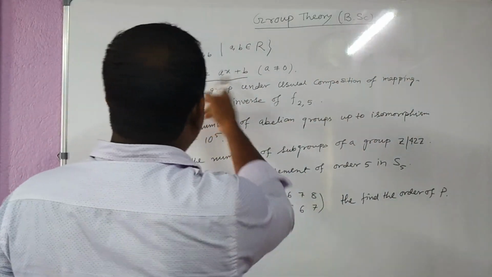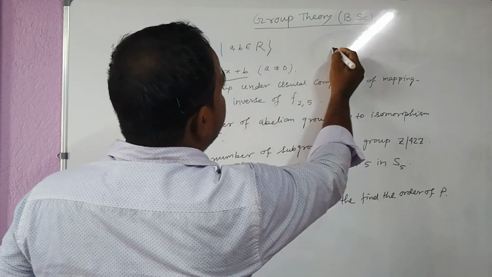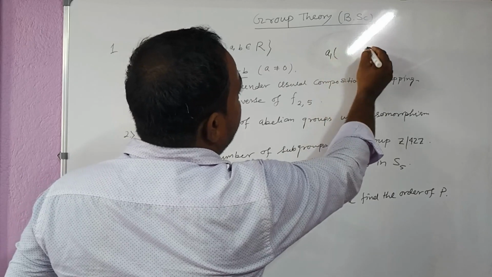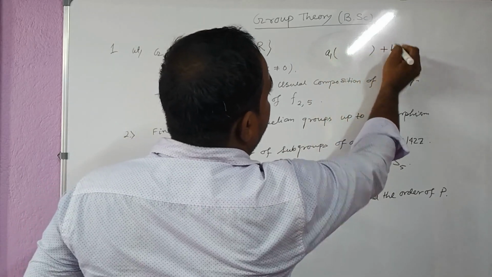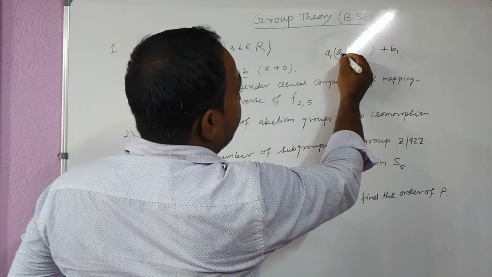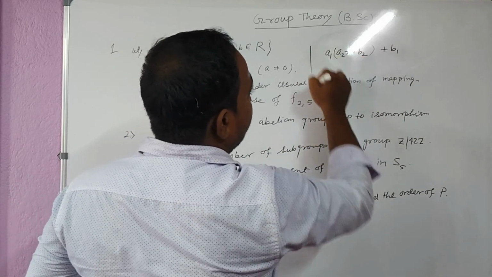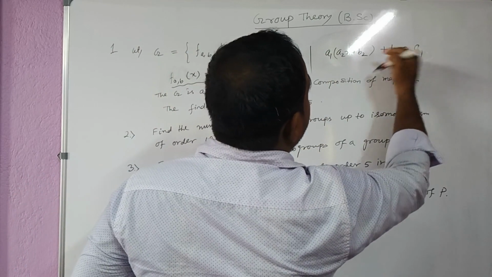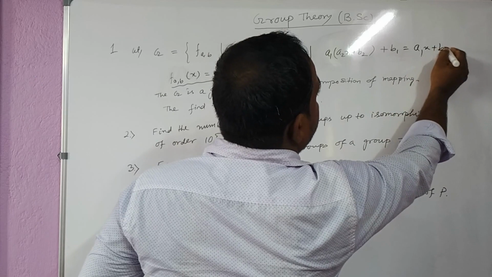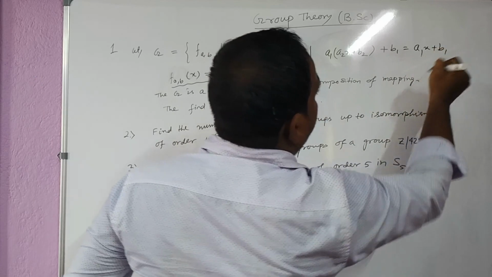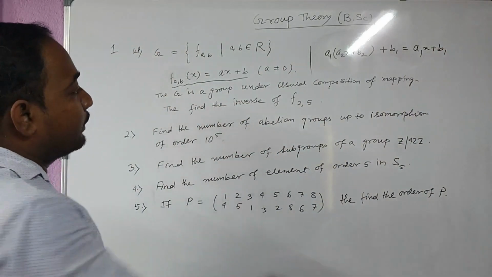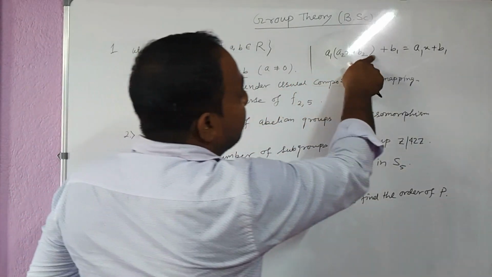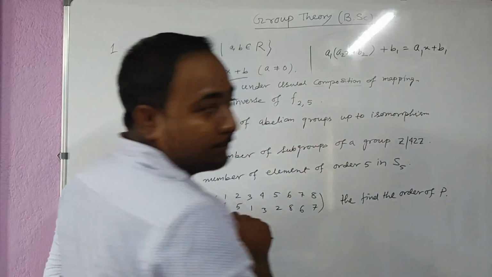So here the mapping is this. Now suppose I am taking f_{a1,b1} composed with f_{a2,b2}, where the inner function is a2x plus b2, and the outer function is a1 times this plus b1. Using the definition of composition, we will write this f_{a1,b1} of this equals this.